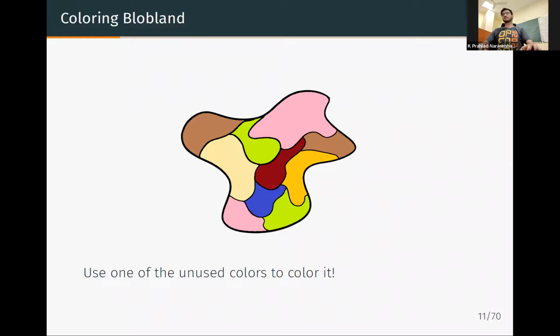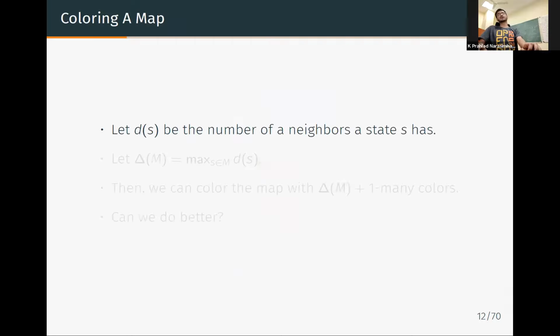So we ask again, right? We want to see if we can do better. What we do now is get this a little bit formalized. Let D of S be the number of neighbors of state S. Why I am using this notation will become clearer a little bit further into the talk.